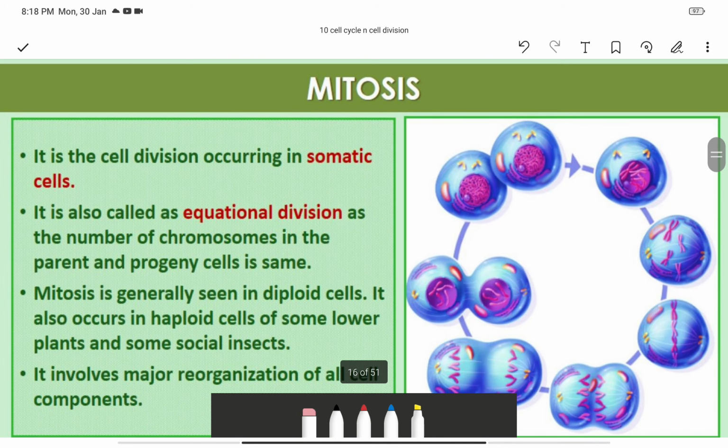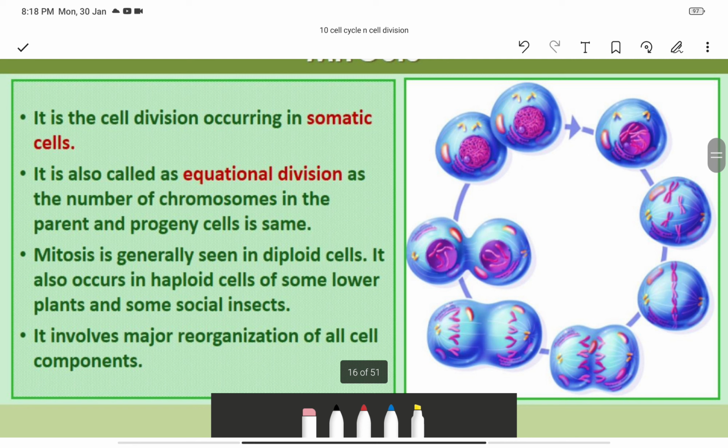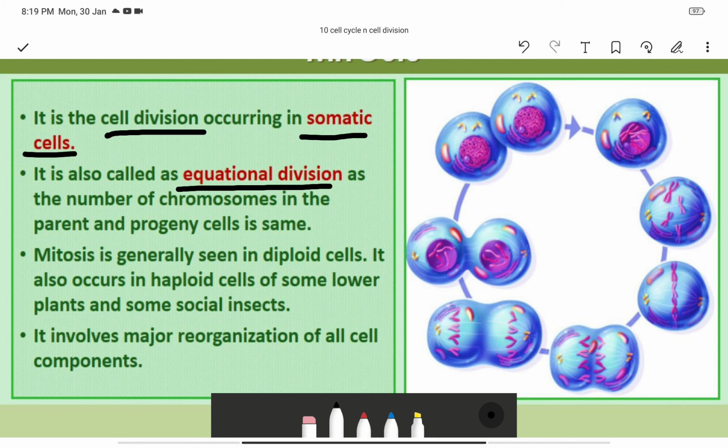Now we'll go into how mitosis takes place. In mitosis, cytokinesis is over and karyokinesis is completed. It is a cell division. Mitosis is cell division that occurs in somatic cells. We already know we have two types of cells: the somatic cell is one category, and the next is the germ cells or reproductive cells. Mitosis is called the equational division.